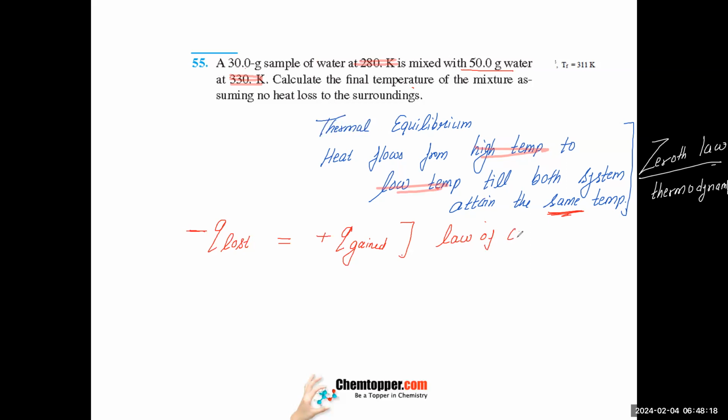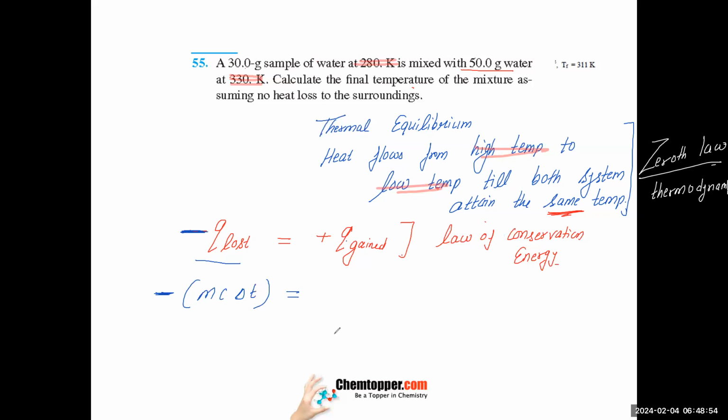Law of conservation of energy. I'm using that now to find the final temperature. So how are we going to do it? Q lost I can calculate by using mC delta T. I'm going to retain this minus sign here because it's losing. So understand, whenever you are calculating Q lost, it has to be with the minus sign.